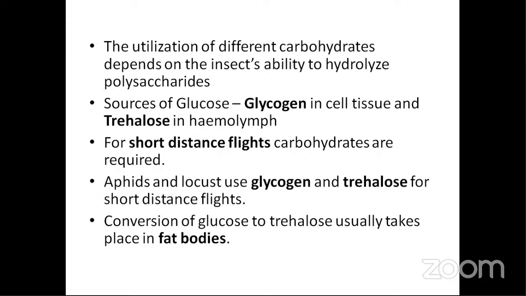And for short distance flights, carbohydrates are required for insects. In the case of long distance flights, fats are required. So for long distance sustainable flight, not only is it going for a long distance, but the sustainability is maintained with the help of fats only. In short distance flight, carbohydrates are required. For example, aphids and locusts usually use the glycogen accumulated in the body, as well as the trehalose in the hemolymph, for short distance flights. And the conversion of glucose to trehalose usually takes place in the fat bodies of insects.